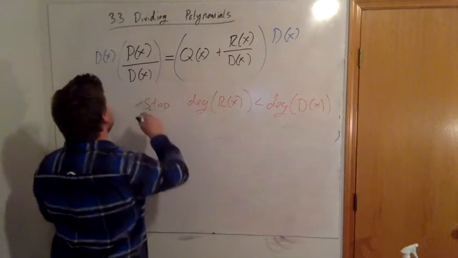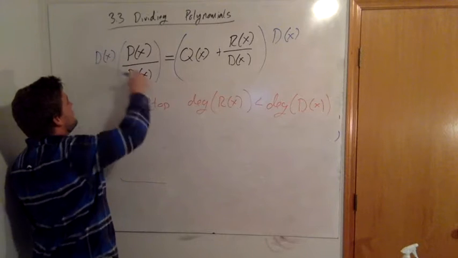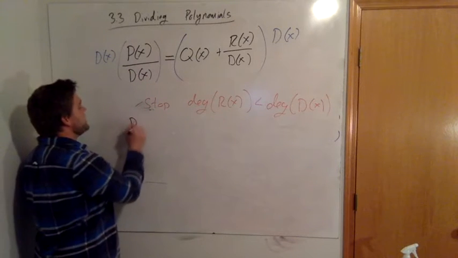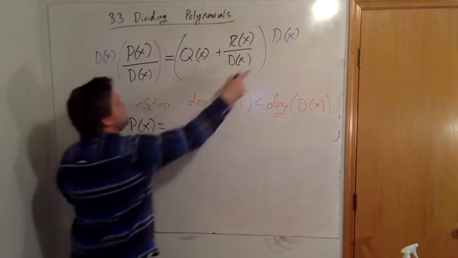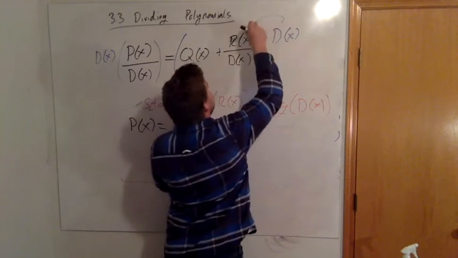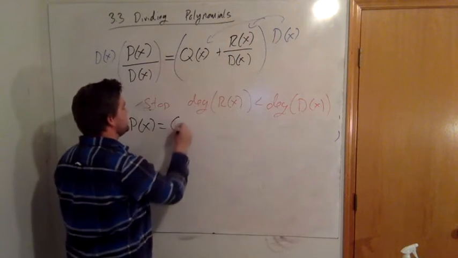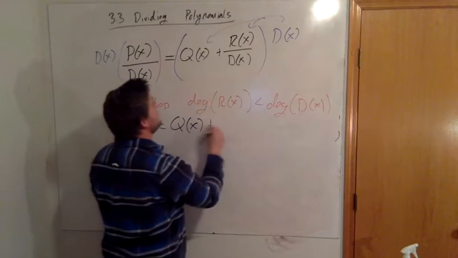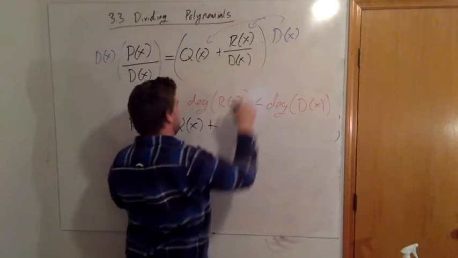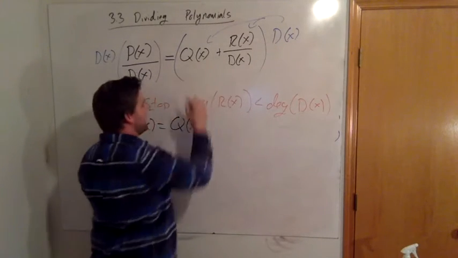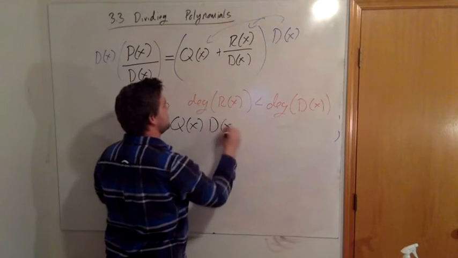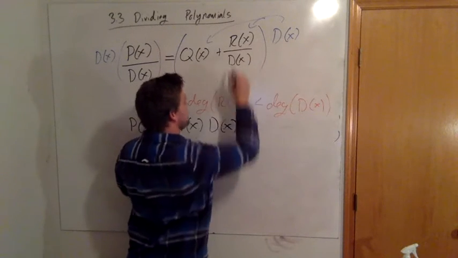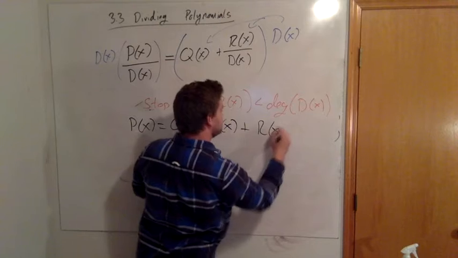When this multiplies in, the divisors will cancel, so I'll be left with p of x equal to, this will distribute in, q of x times d of x, plus the divisors will cancel, plus r of x.